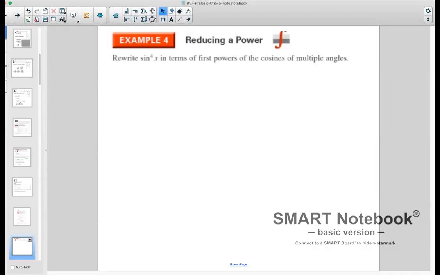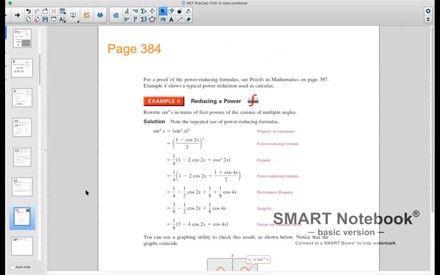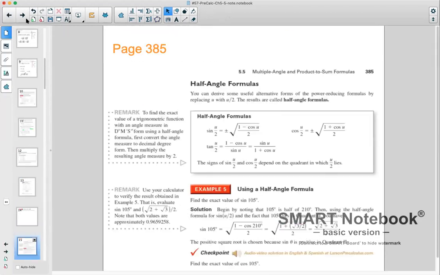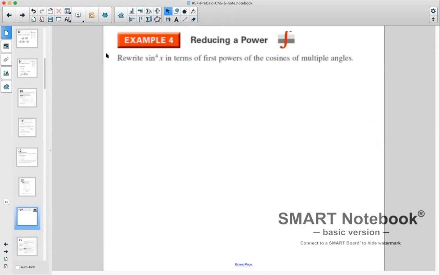Okay, this is assignment 57, chapter 5-5, example 4. We just read the power reducing formulas. So we might have to use one of them. So the first question is this, example 4.